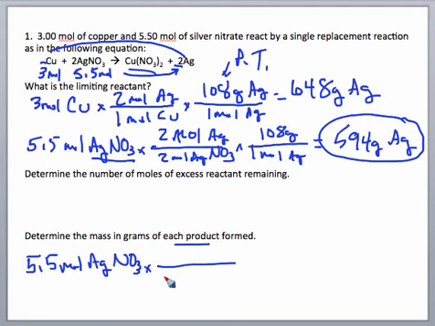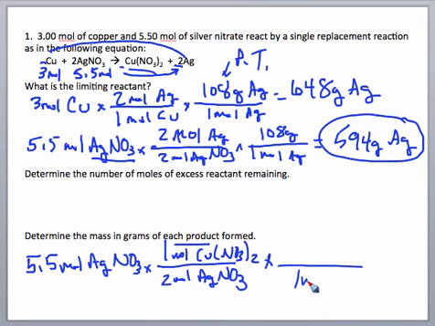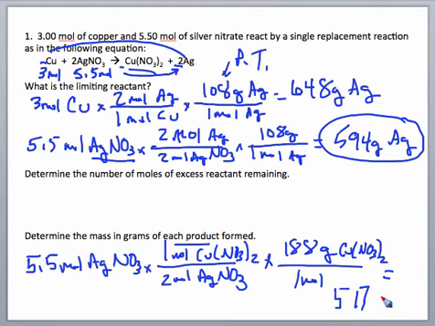Again, do the mole ratio. So there are 2 moles silver nitrate for every 1 mole of copper 2 nitrate. And then we'll go 1 mole copper 2 nitrate, and what is the molar mass of that? 188 grams. And again, that's the copper 2 nitrate. So then when we do the math there, we should get 517 grams of the copper nitrate. And again, we've already found the grams of silver, so we have both of our products.